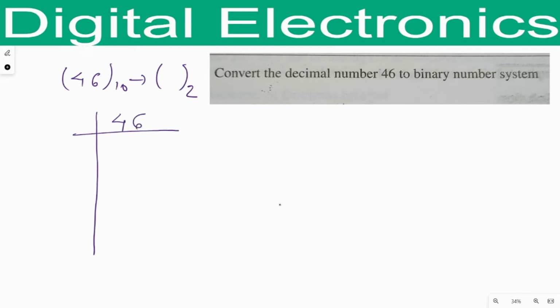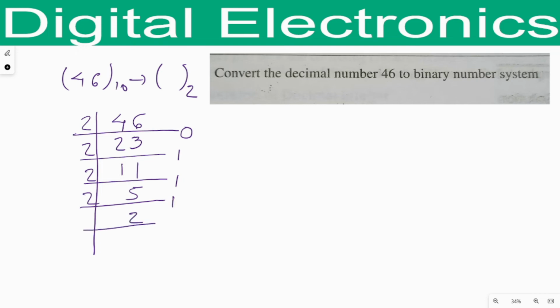We write 46 here and divide this 46 number with the base, that is 2. Here first it divides 23 times, we get remainder as 0. Now here it divides 11 times, we get remainder as 1. It divides 5 times, we get remainder again as 1. We get remainder again 1. We get remainder 0. Okay, so after the completion of division we write the answer from the downward to upward direction.